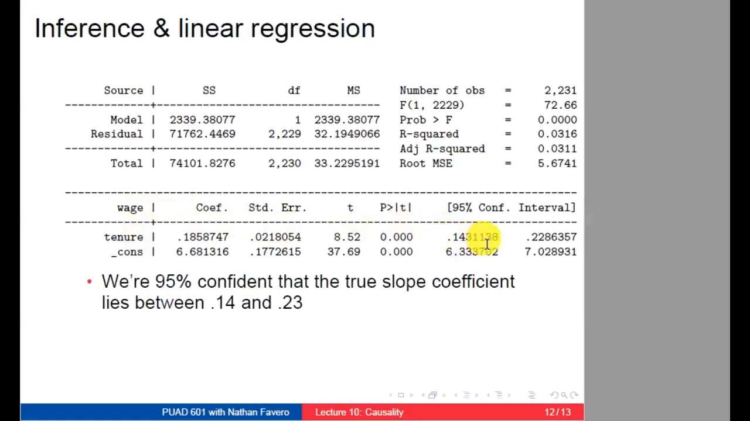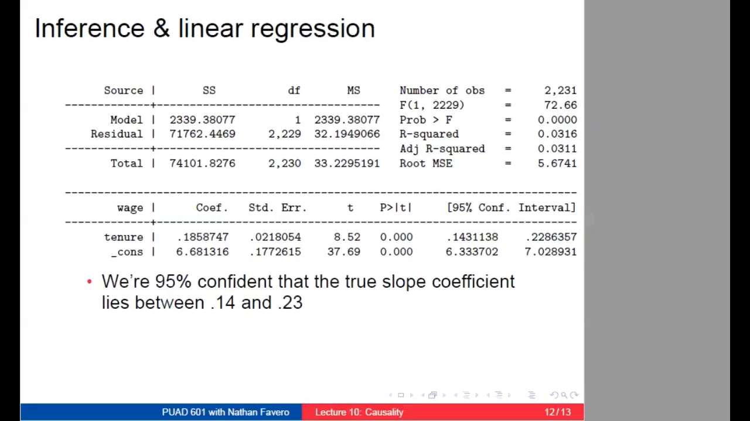You can also see that there's a confidence interval here. This is the lower bound of the confidence interval and the upper bound of the confidence interval. And you can see that that's what's being focused on in this first bullet point on the slide. So a rough interpretation of this would be that we're 95% confident that the true slope coefficient lies between 0.14 and 0.23. Notice that 0 is not contained within that range.